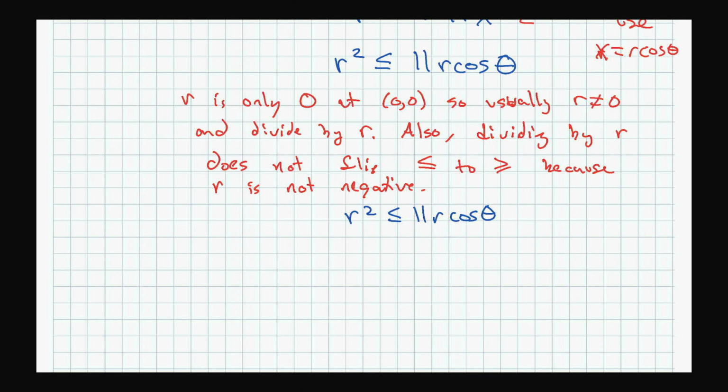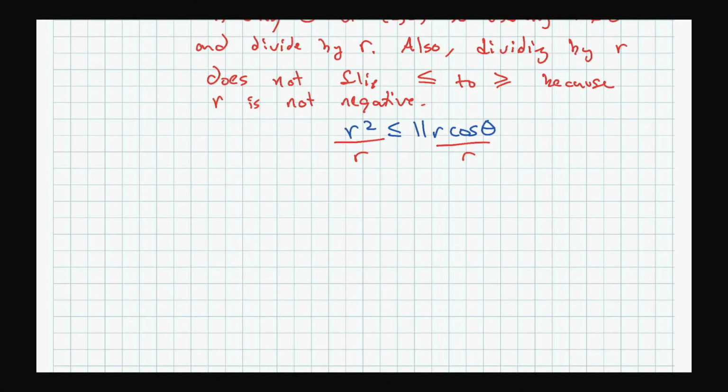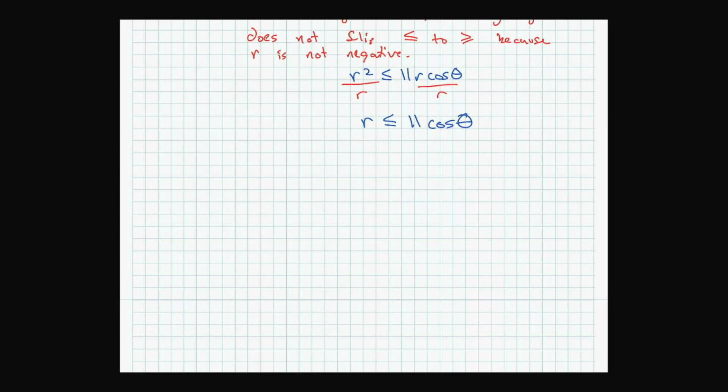So if we do that, you have r squared less than or equal to 11 r cosine theta. You simply divide both sides by r. We end up with r less than or equal to 11 cosine theta. At that point, we're not done, but we're partially done: r is going to be between 0 and 11 cosine theta. That's what we just figured out, right? And also greater than or equal to 0. We were not supposed to divide by 0, but r is allowed to be 0.